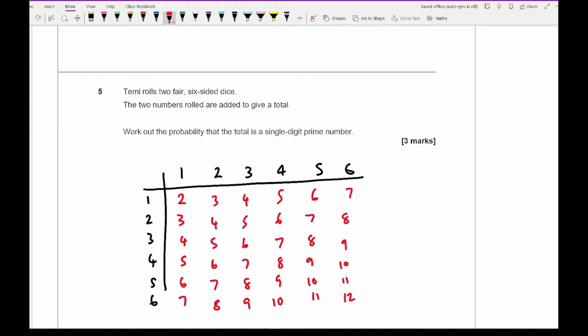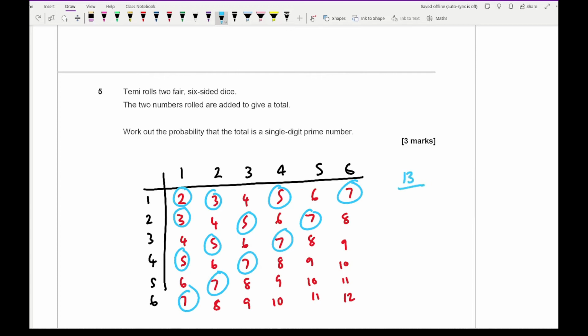So once you've completed that sample space diagram, the next thing we need to do is to highlight all the single digit prime numbers. So here we've got 2, 3, 5 is our next one, 7 is the next, 8 is not prime, 9 is not prime, 10 is not prime. 11 is prime, but it's double digit, so we don't want that, and so that leaves us there. If I count up all the circled numbers, I find that there are 13, so it's going to be 13 out of a total of 36. Can that be simplified? No, it can't. So there is my final answer.